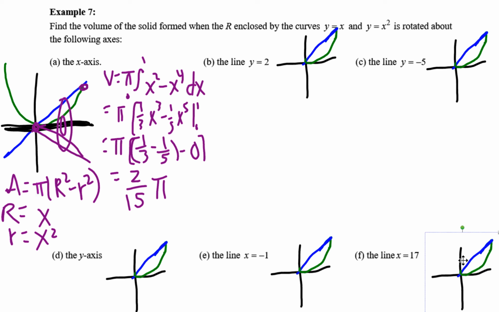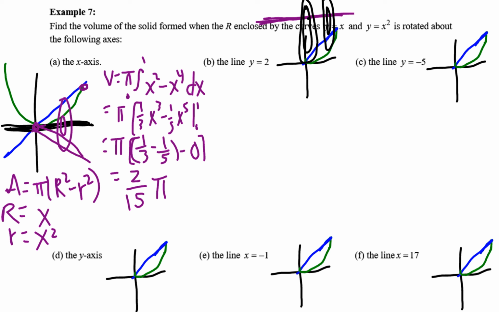All right, so let's talk about this. Now we're going to rotate about the line y equals 2. So that'll be up here. So when we rotate this, we're going to have a really big hole. It's not very representative, but you kind of get the idea.